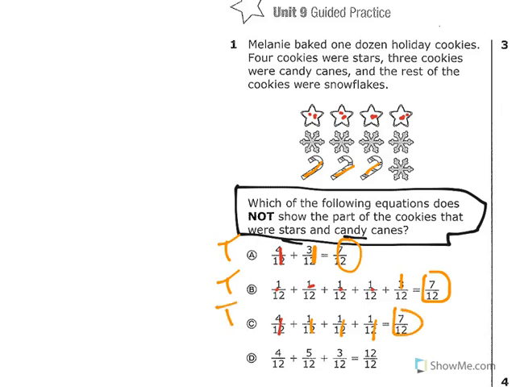And next, let's look at the last one, answer choice D. So I have 4/12 right there. That represents the candy canes. 5/12, that doesn't look familiar. 3/12 represents the candy canes. And go ahead, I guess the green will be the snowflakes. And that's our snowflakes right there, which is 5/12. This is the whole thing. So that's the one that does not show the stars and candy canes. So that is our correct answer choice. That's the one that is not.